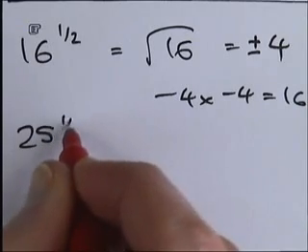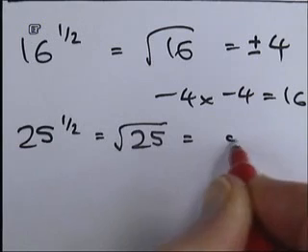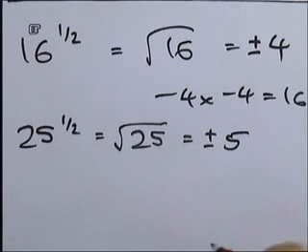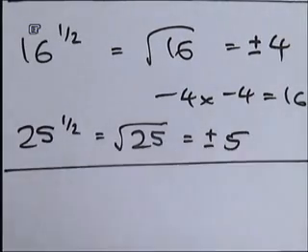So if you had 25 to the power of a half, that's the same as square root of 25, which is 5, but it could be plus 5 or minus 5. So the power of a half means a square root.